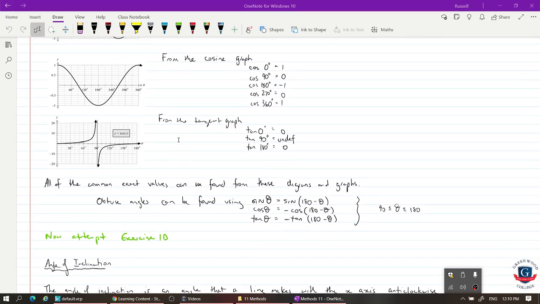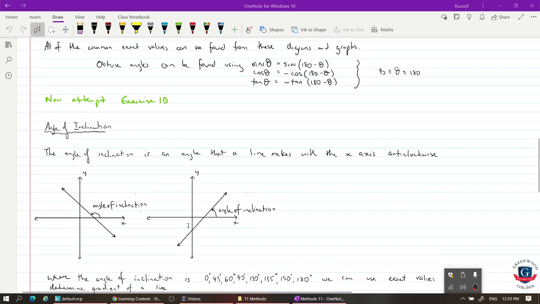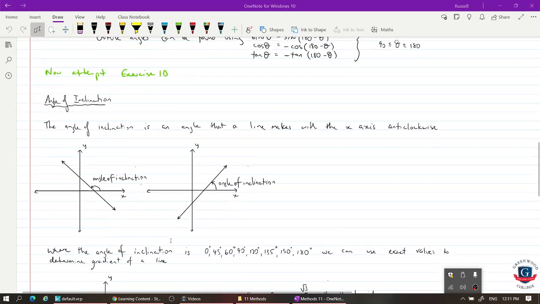Now remember that the obtuse angles can be found using these properties here, as we did in the first exercise. Once you've done that, it'd be a good idea to stop the video, attempt exercise 1D, and then come back to this at the end. Or if not, feel free to watch it now and then you can do it afterwards.